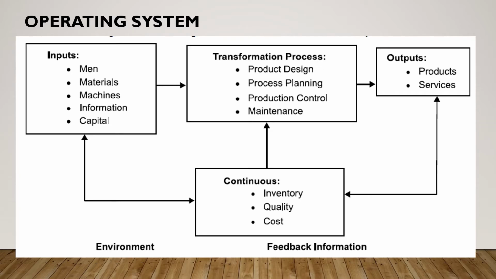And then the procedures we are using in manufacturing or processing our product, that will fall under the transformation process. So it involves the product design, the process planning, production control and maintenance for us to have our final output. Okay, then looking at our operating system from the input, from the transformation process and up to the output, there should be continuous monitoring. So we have to see to it that our inventory is in control. We are applying the appropriate quality control as well. And also we are considering the cost on the various areas of our operating system.